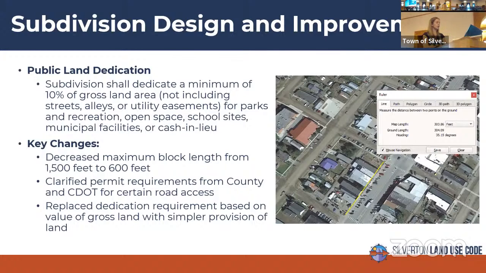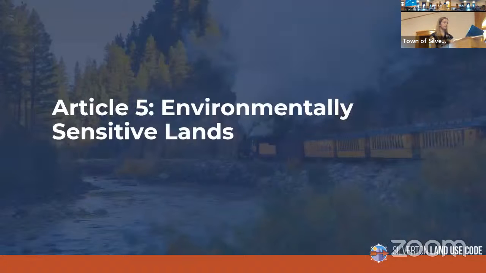So other key changes include decreasing the maximum block length from 1,500 feet to 600 feet to encourage walkability. And then also clarified some permit requirements from the county and state. Next slide, please.